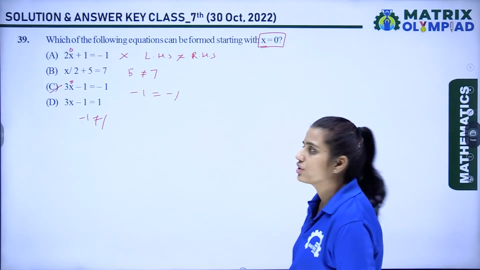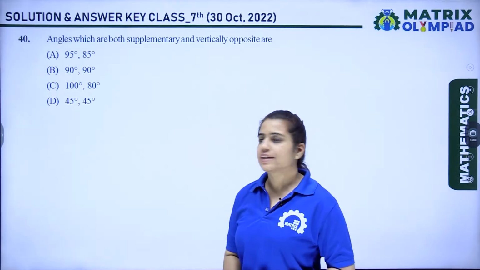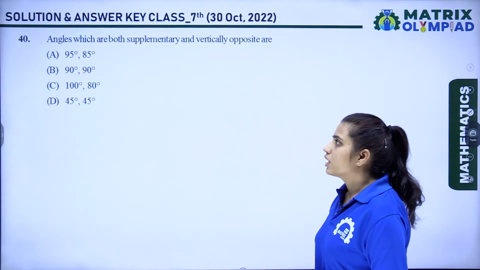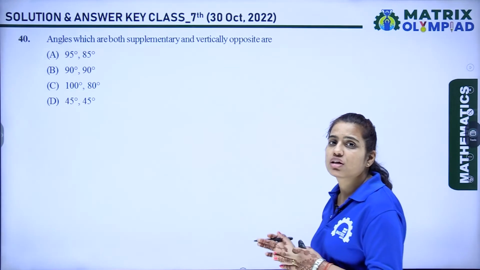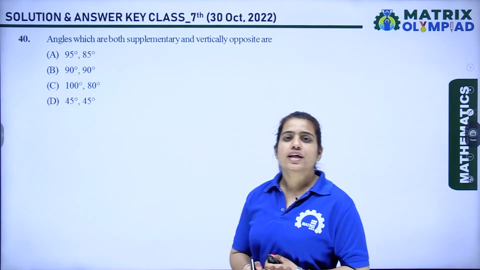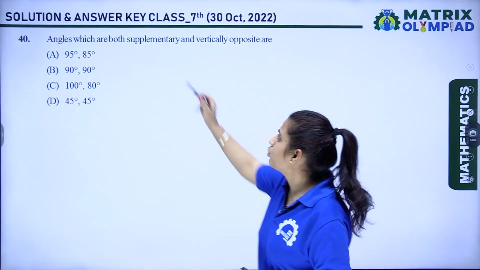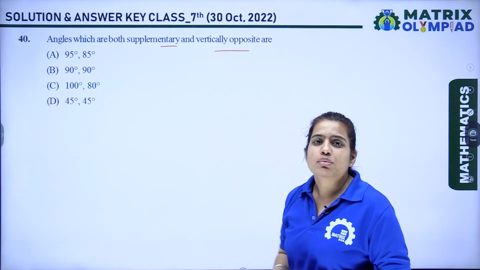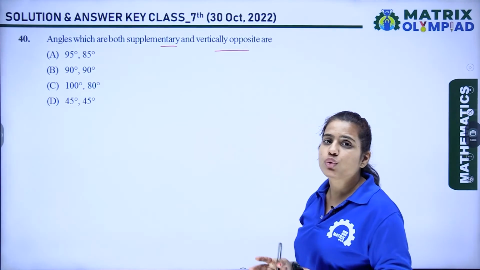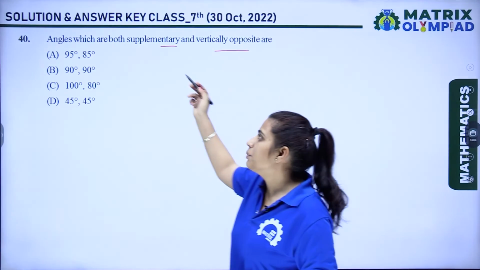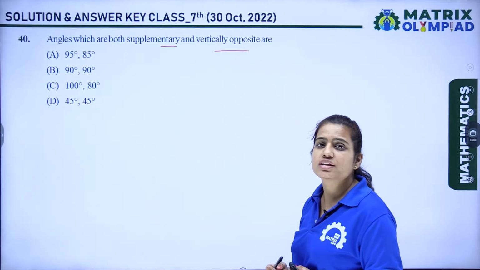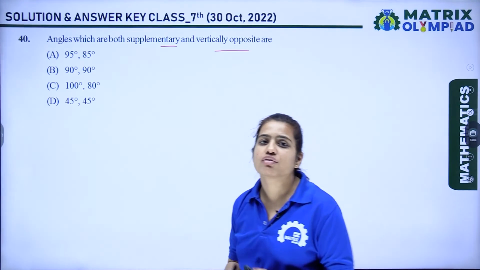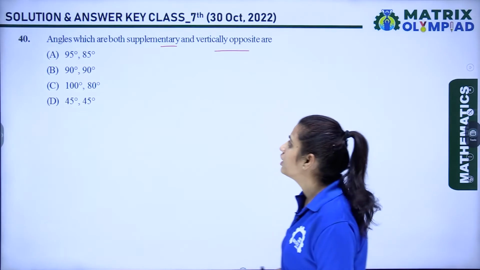Now the next question is: angles which are both supplementary and vertically opposite are. Now here in this question we have to find out the angles which are both supplementary and vertically opposite. So two angles whose sum is equal to 180 degrees are known as supplementary angles, and vertically opposite angles are angles in which opposite angles are equal and formed by two intersecting lines.